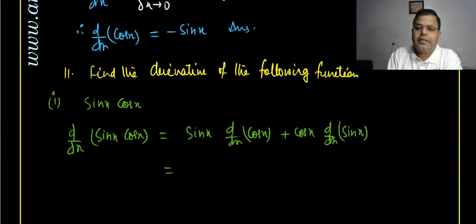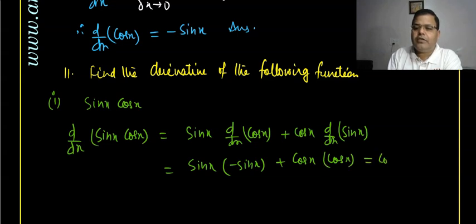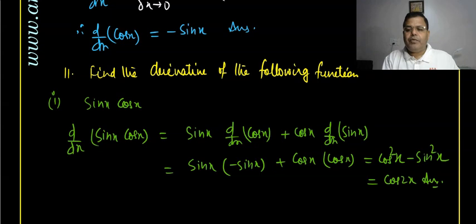So you will write here sin x, derivative of cos x is minus sin x, and cos x, derivative of sin x is cos x. So cos x into cos x is cos square x, and sin x into sin x is sin square x. So cos square x minus sin square x, and you know this is the formula of cos 2x, that will be the answer. I hope you got it.